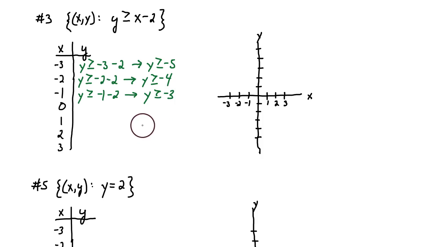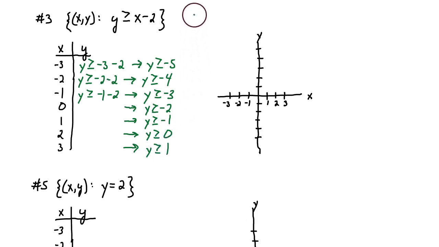Do you see a pattern yet so that we can save some time and not show so much work? This next one will be y is greater than or equal to negative 2. This next one will be y is greater than or equal to negative 1. This next one will be y is greater than or equal to 0. And the last row turns out to be y is greater than or equal to 1.